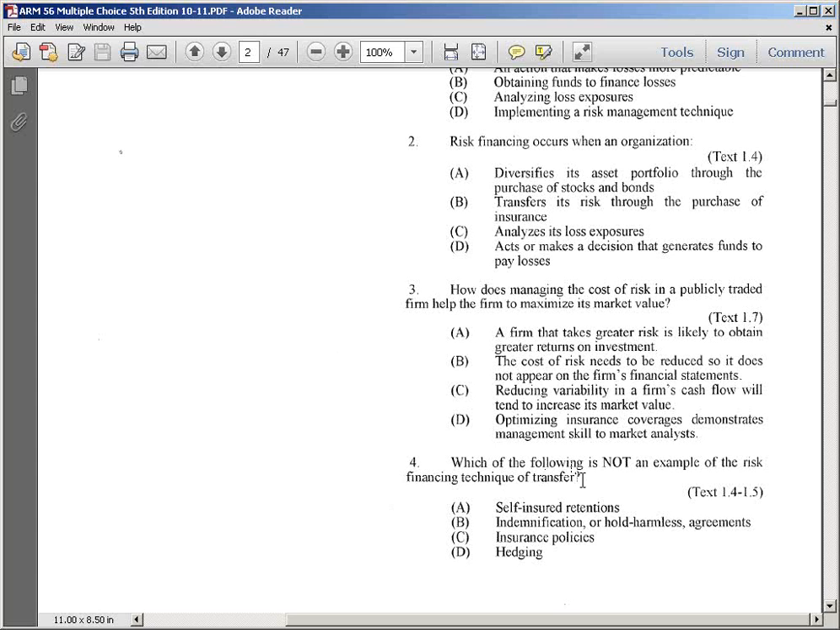That's why, when you look at those, a lot of times I will focus on risk financing technique and then get the word transfer in there. Obviously an insurance policy is transferring, hedging is a future, that's transfer, and indemnification and hold harmless is contractual risk transfer. So the only thing in this case would be the self-insured retention. That gives a little example.